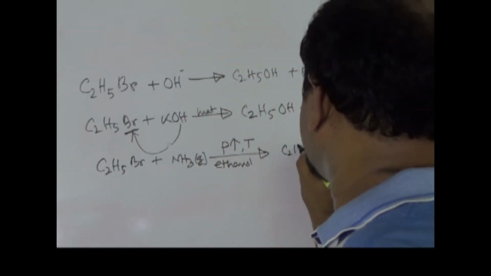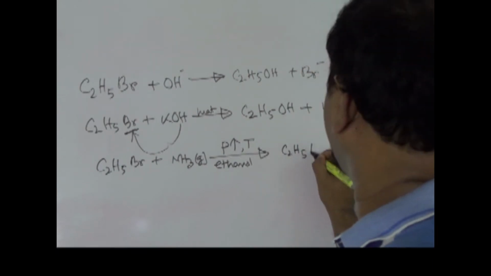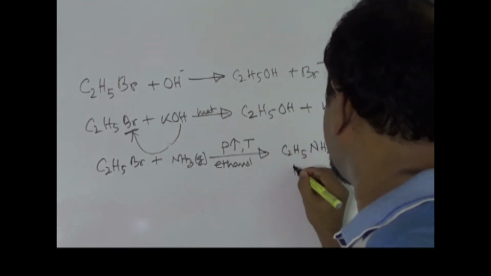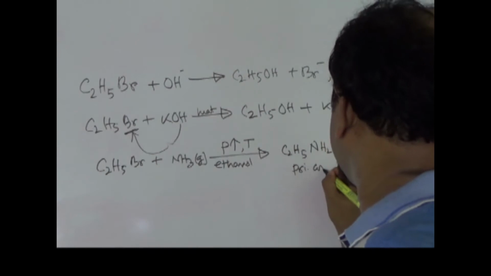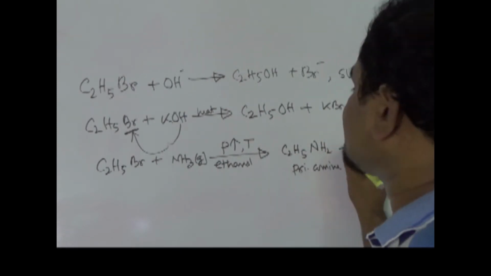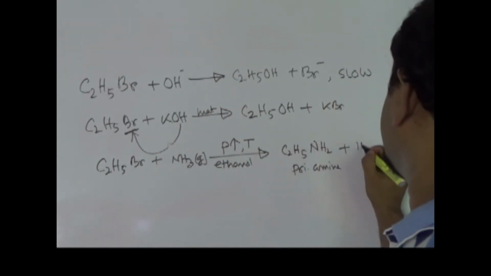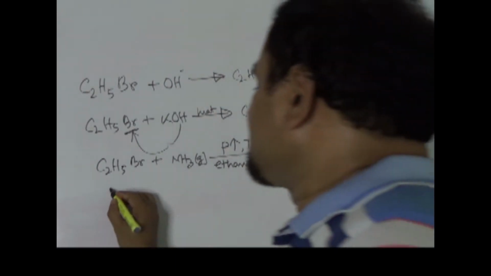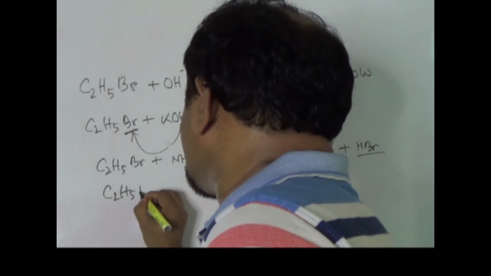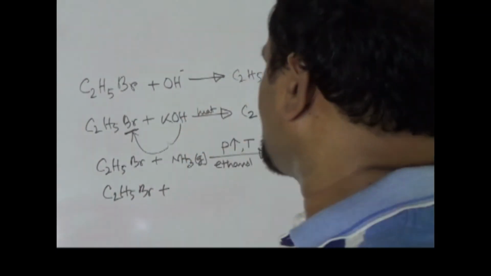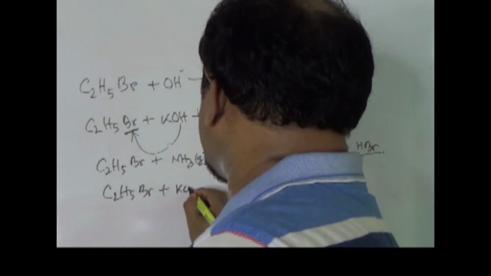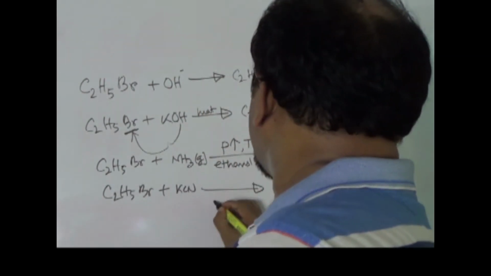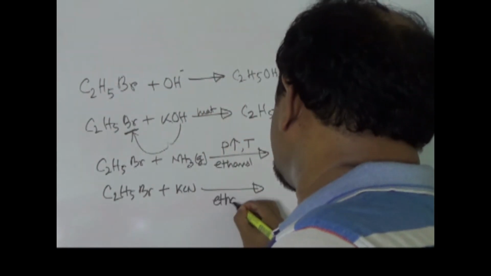So the products are C2H5NH2. This is a primary amine, plus HBr. This is the steamy acidic fume as the product. Another reaction, we are using halogenoalkane, bromoethane plus KCN. KCN here, ethanol is the solvent.